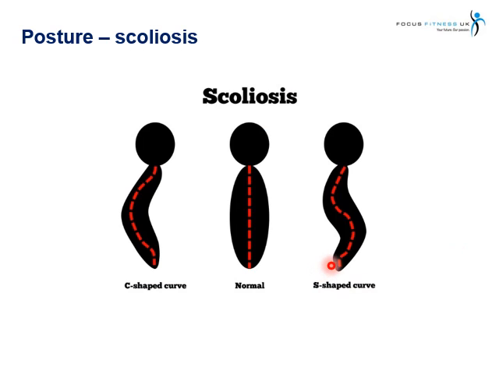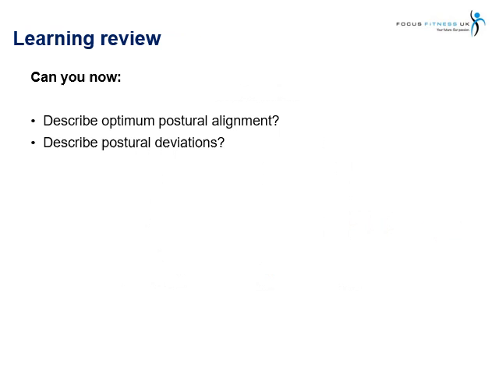Scoliosis is where you see a sideways curvature. This is often born. Sometimes it can be created by tight muscles. And there you see some common deviations, and you should be able to relate them to optimal posture.